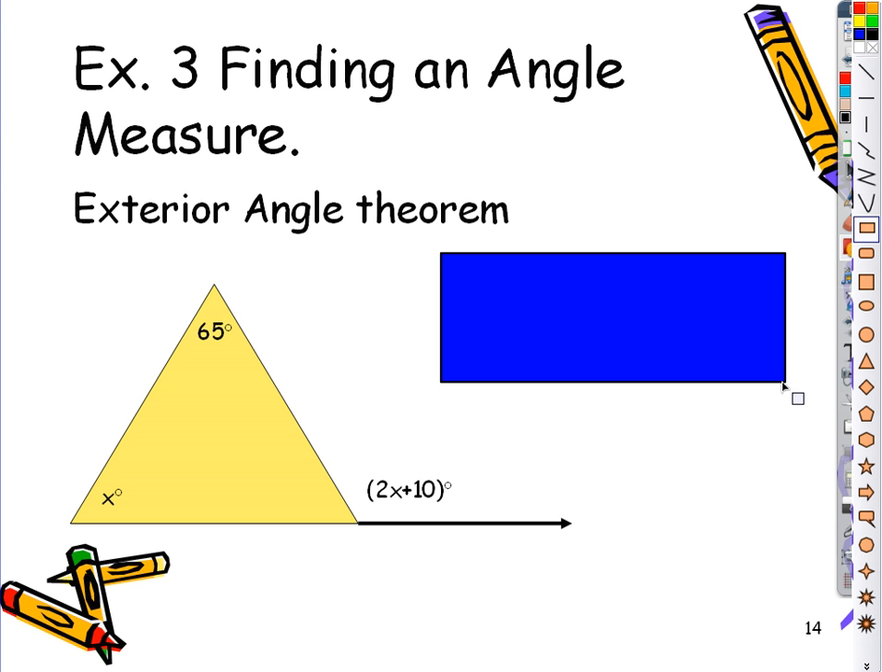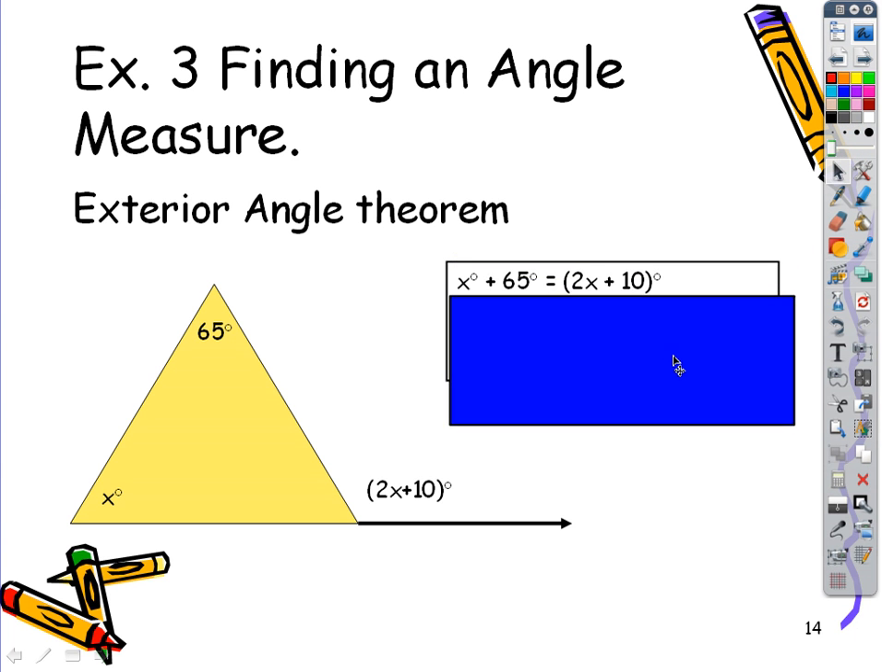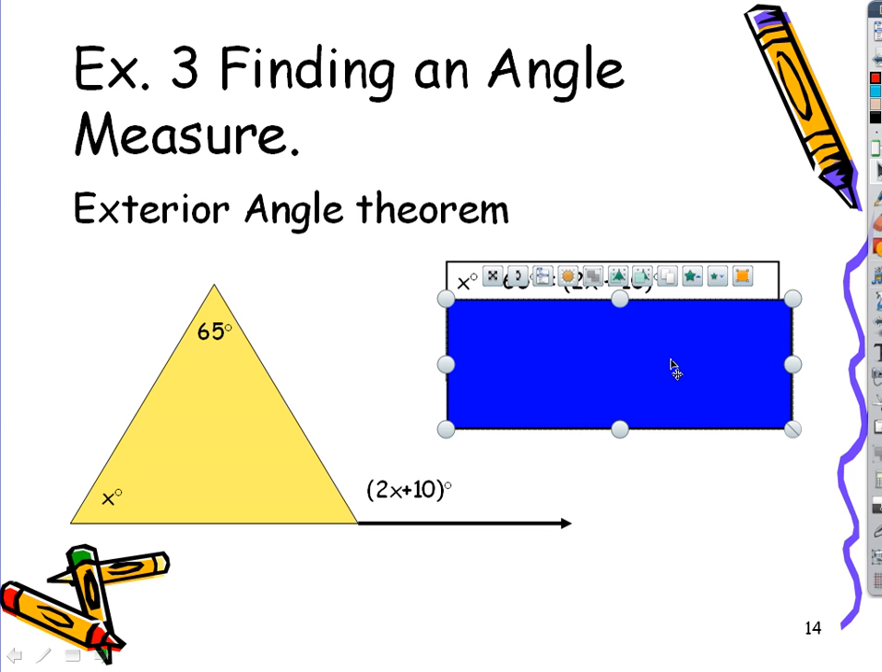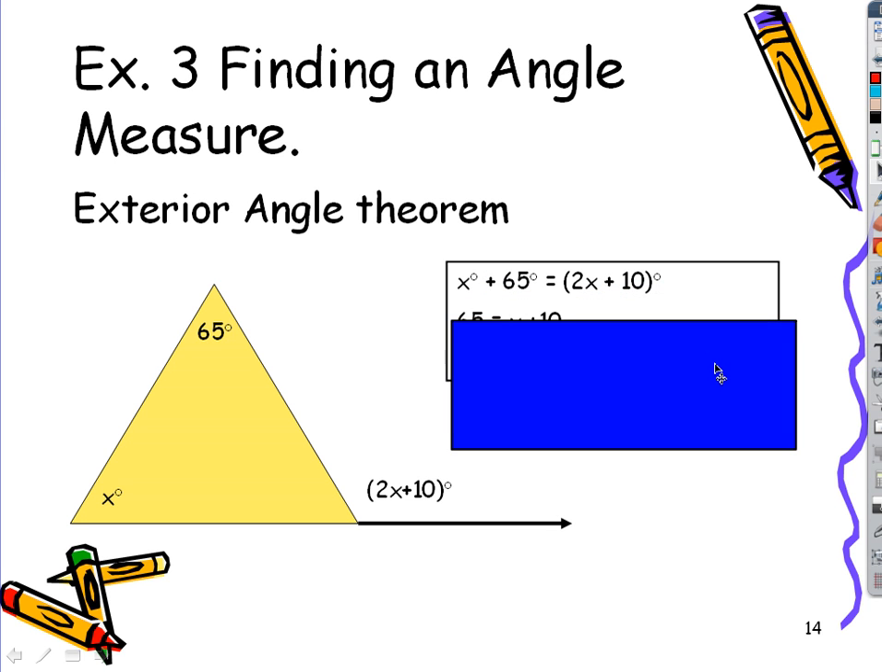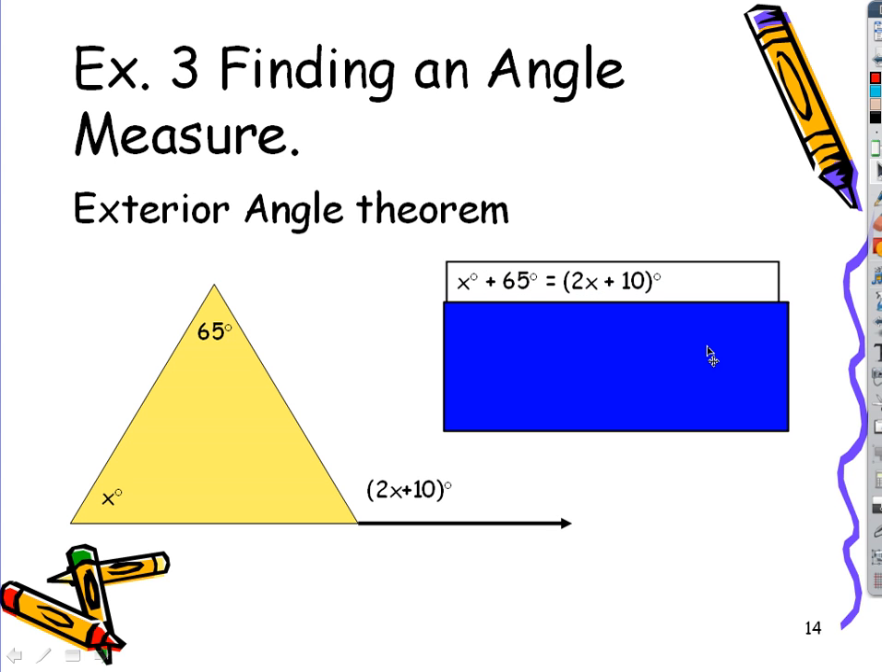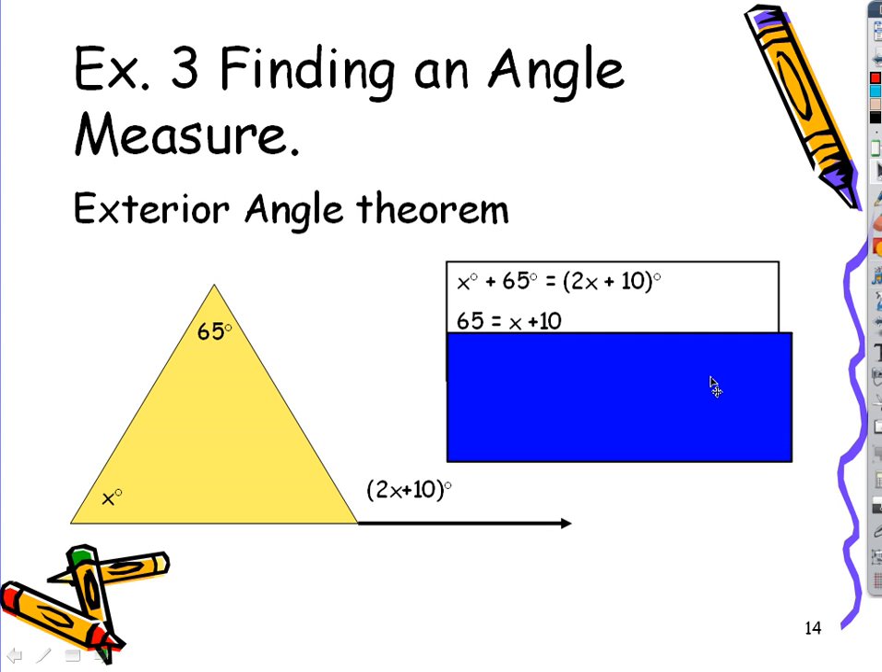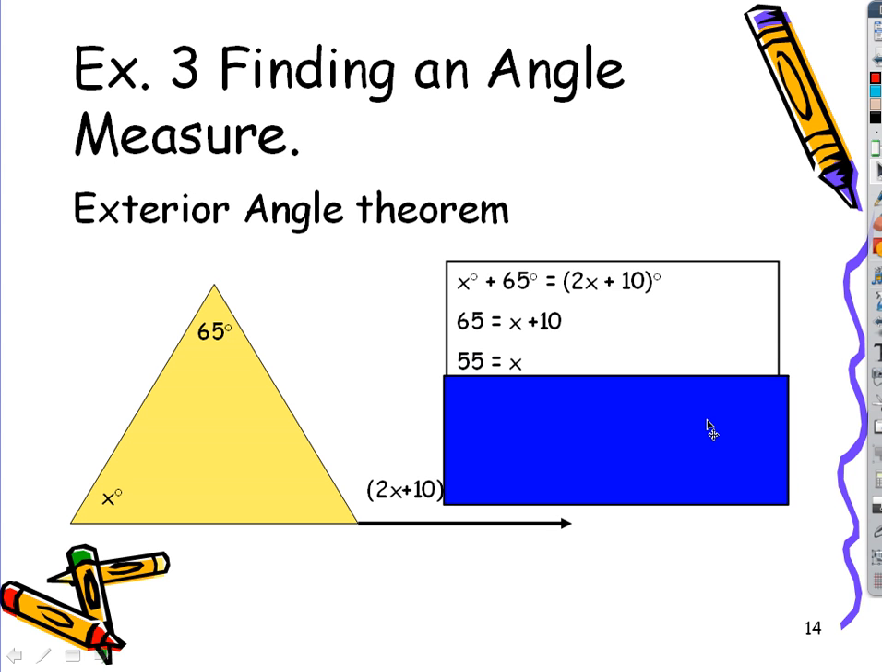By that exterior angle theorem, what's the relationship between this exterior angle and the two remote interior angles? Would it be x plus 65 in parentheses equals 2x plus 10? Perfect. That's it, right? So we've got x plus 65 equals 2x plus 10. Now look what we did. We took a geometry concept, and now we've just got a simple algebra equation that we can solve. We could subtract x from both sides, subtract 10 from both sides to isolate the x, and we get x equals 55.